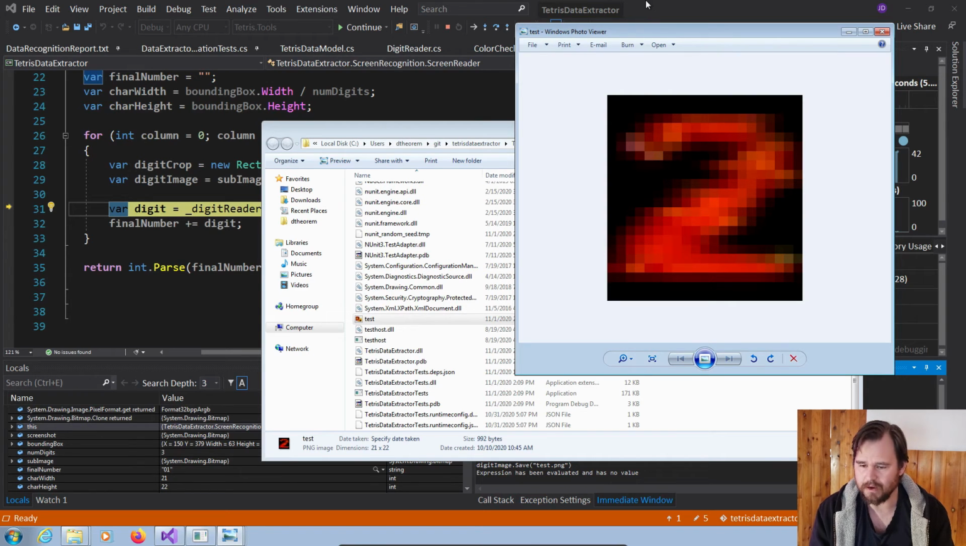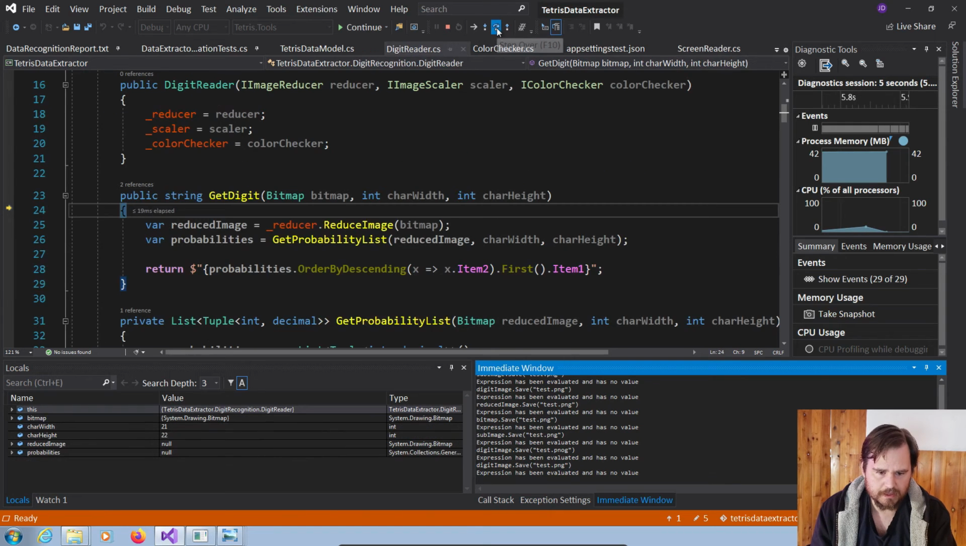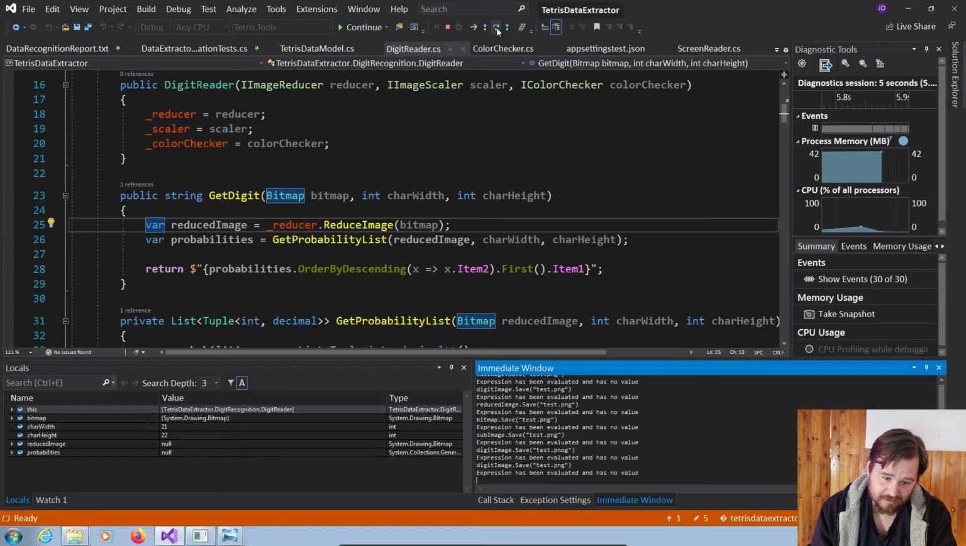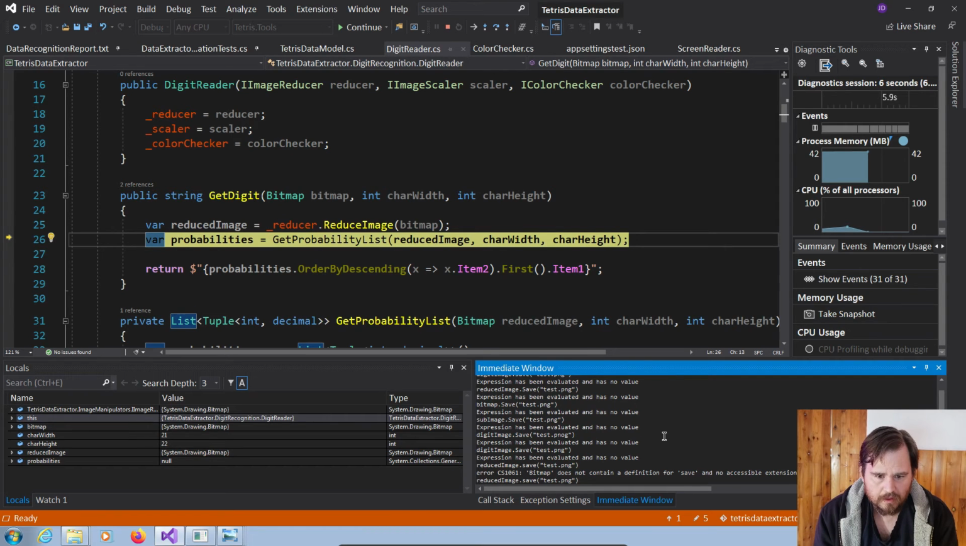This is not a bounding box issue. Let's see what my probability list is. Well, let's reduce it first. What does it look like after it's been reduced? Oh. Reduced image, oops, capital S.